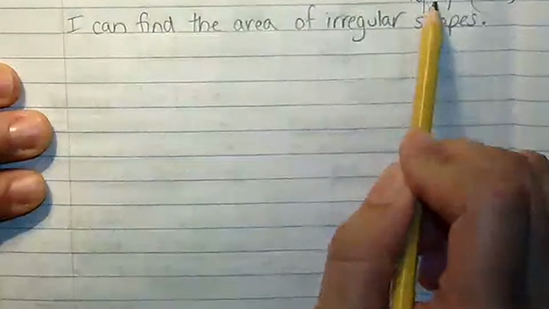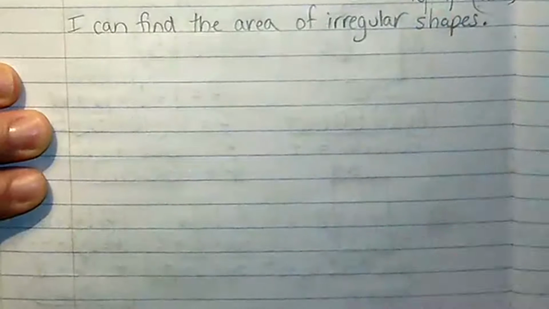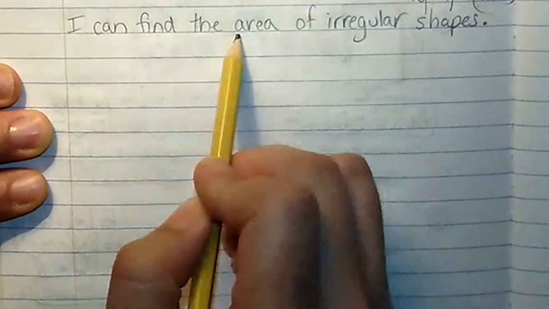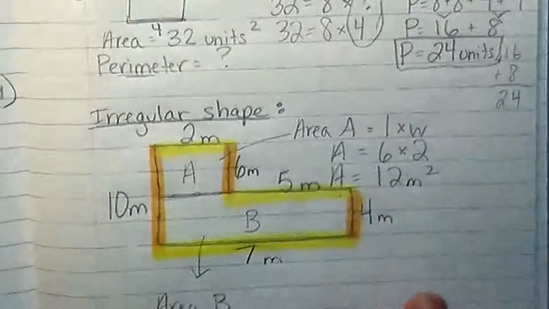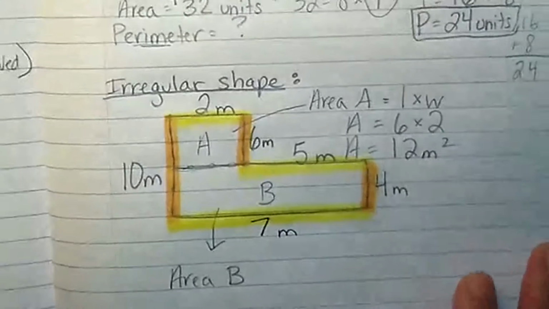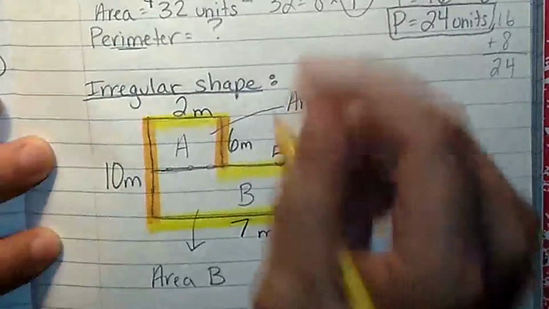Today is Thursday, October 29th, 2020, and our I Can says, I can find the area of irregular shapes. Go ahead and press pause if you need a minute to copy that down. I need to flip back to yesterday's notes because I was interrupted and we stopped before we finished this problem.